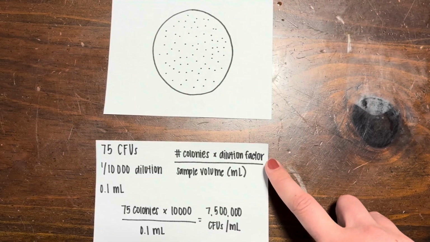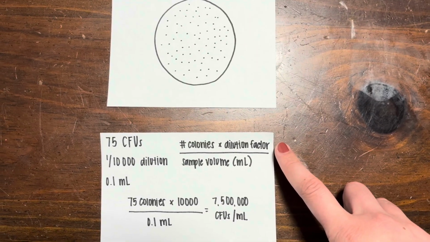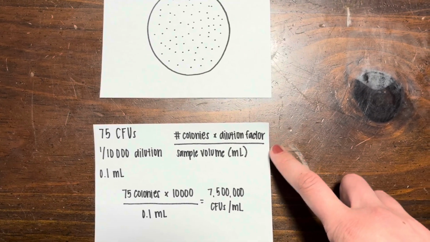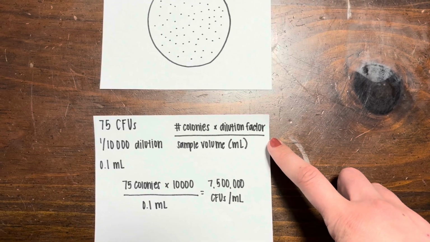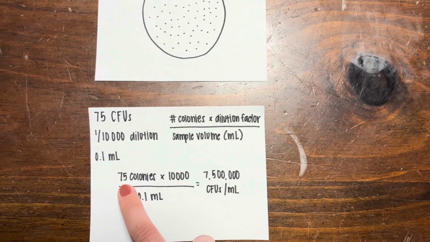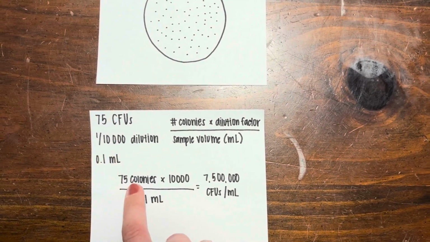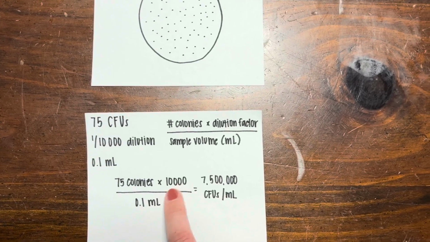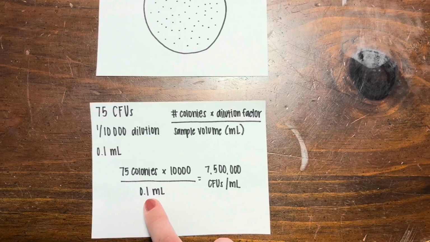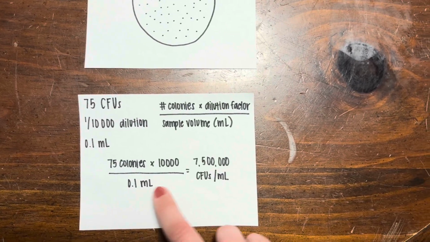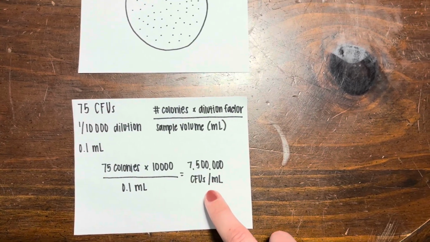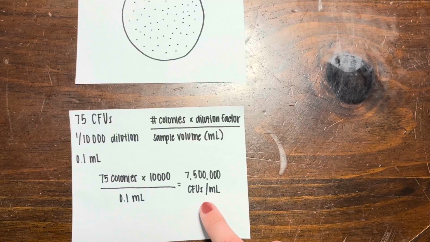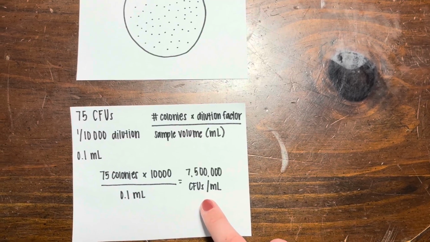So the equation we use to calculate will be the number of colonies times the dilution factor divided by the sample volume in milliliters. So if we had 75 colonies, aka our colony forming units, times the dilution factor of 10,000 divided by the 0.1 milliliters that we plated onto the spread plate, that means there were 7,500,000 CFUs per milliliter in our sample.